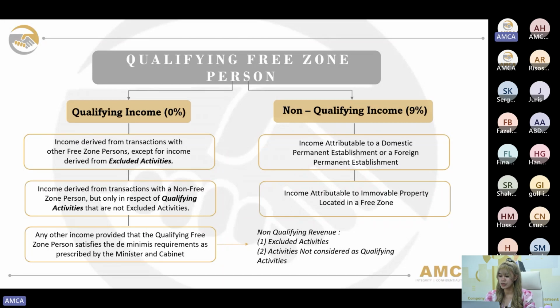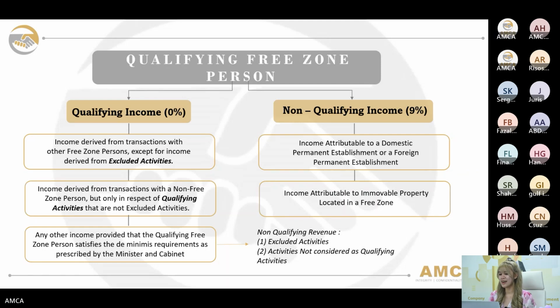Non-qualifying revenue that I have mentioned refers to the excluded activities and the activities that are not qualifying activities where the other person in the transaction is a non-resident person. In the determination of the non-qualifying revenue and total revenue, the revenue from immovable property within the free zone, such as transactions with a non-free zone person on commercial property and transactions with any person on non-commercial property, will not be considered, as well as revenue attributable to a domestic permanent establishment or foreign permanent establishment of the qualifying free zone person.